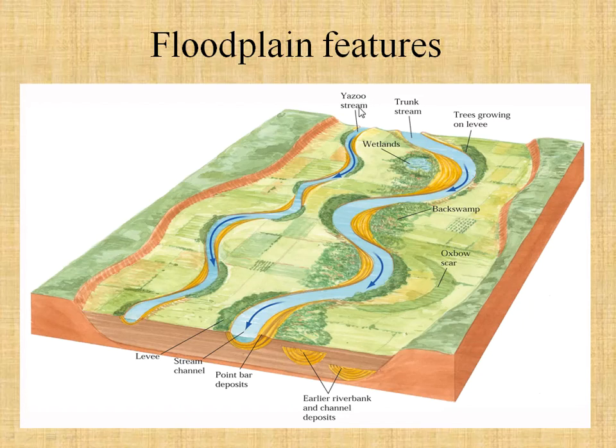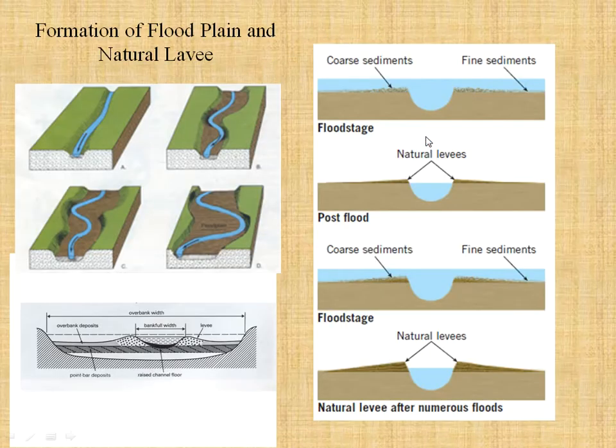This is a Yazoo stream. Yazoo stream is a stream which flows parallel to the main stream, and it will meet somewhere downstream at some point. So for a long distance it keeps flowing parallel to the main valley.